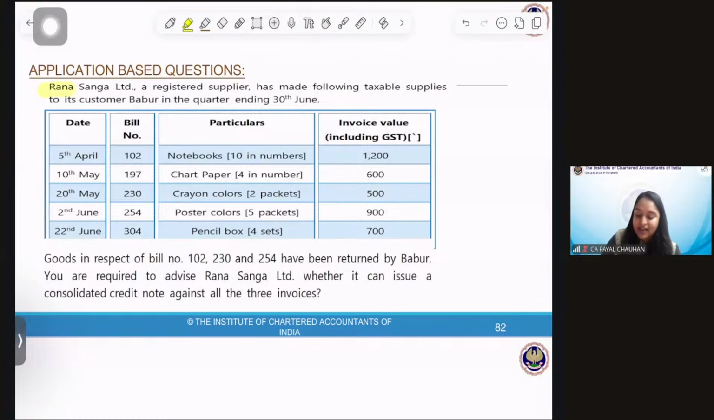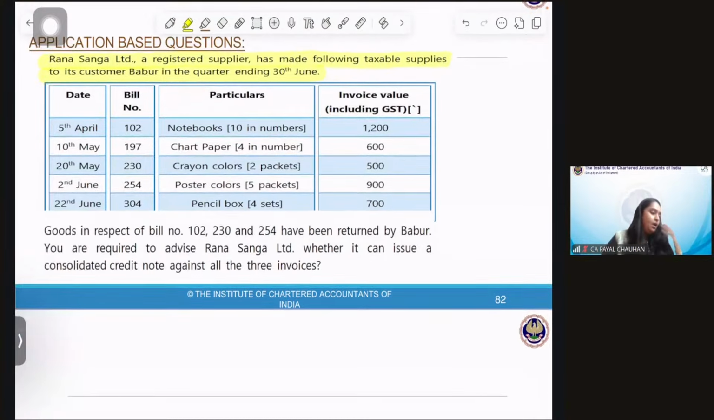Now we have Rana Sangha Limited, a registered supplier, has made the following taxable supply to its customer Babur in the quarter ending 30th June. Okay, Rana Sangha has given services to a customer called Babur. Now, 5th April, bill number 102, notebooks have been supplied for rupees 1200. Then on 10th May, bill number 197, chart paper has been supplied for rupees 600.